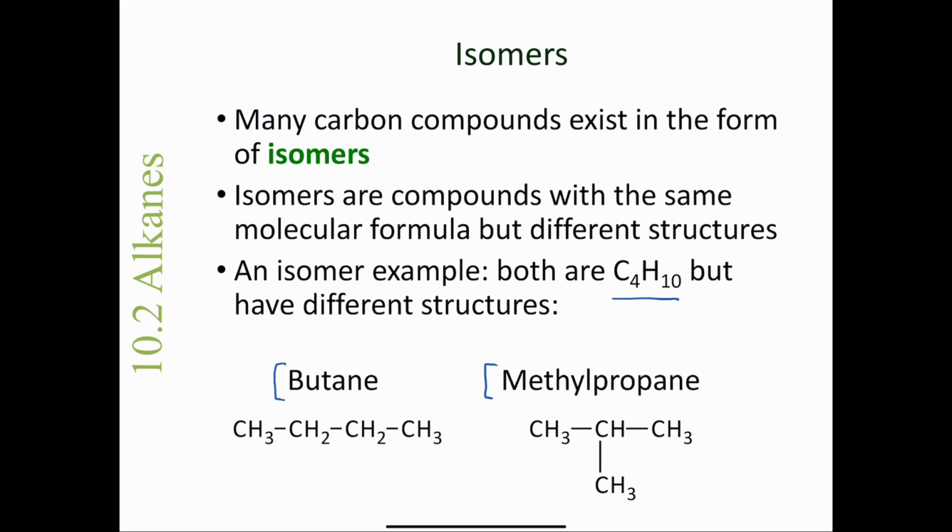You can see that all of the atoms in butane are connected in this linear fashion, whereas in methylpropane, I have 3 carbon atoms in a row like this, but then I have this branch coming down here with a CH3 group, or what we call a methyl group, coming off of it. So these 2 compounds are going to have different physical properties. That means they're going to have different melting points and boiling points, different densities. So isomers are compounds that have the same molecular formula but different structures.